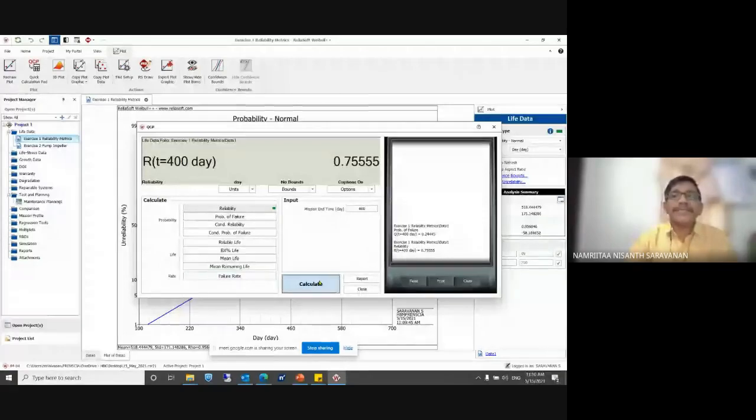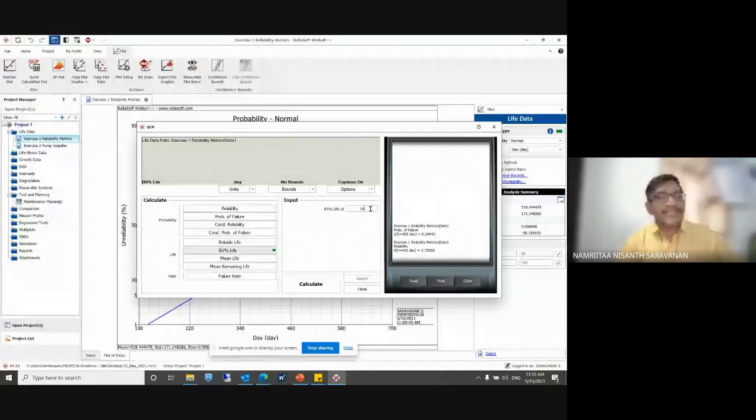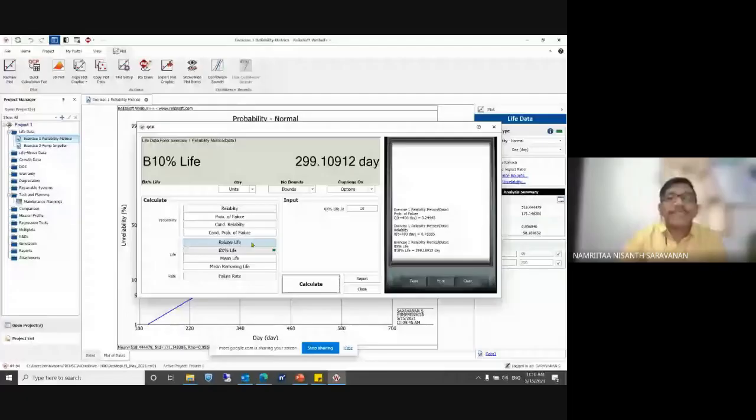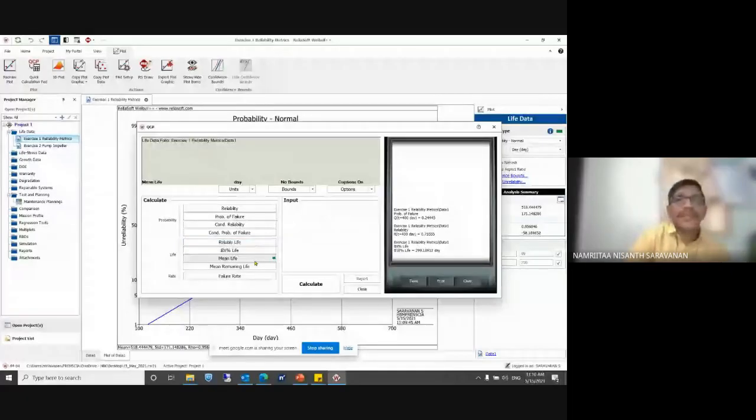And what is the B10 life? Say I have 100 pumps; what is the chance of 10 pumps failing? That is 10%. At 299 days, 10% of the pumps will fail. So this kind of message I can see here, and also the mean life. Can I say the average life of the pump? It is 518 days. So this is how it helps the company: they can change the pump preventively, meaning before its failure, they can replace the pump during maintenance.